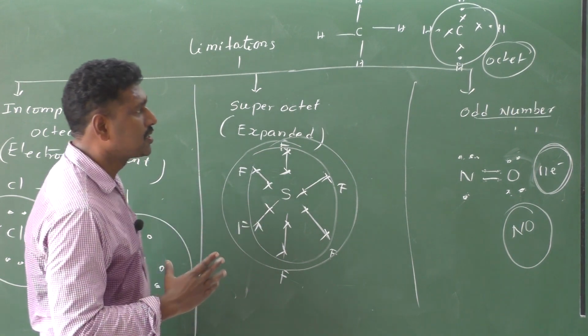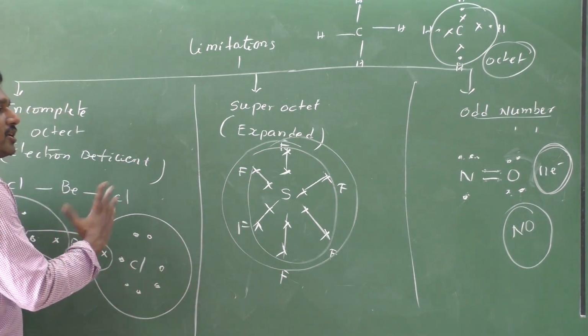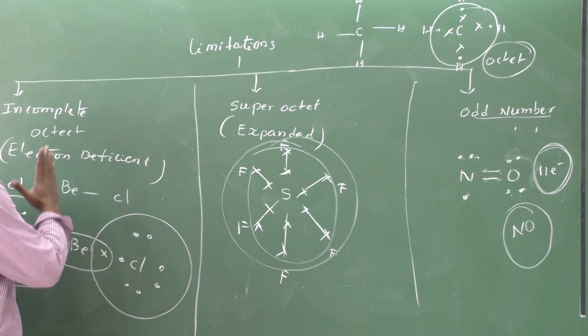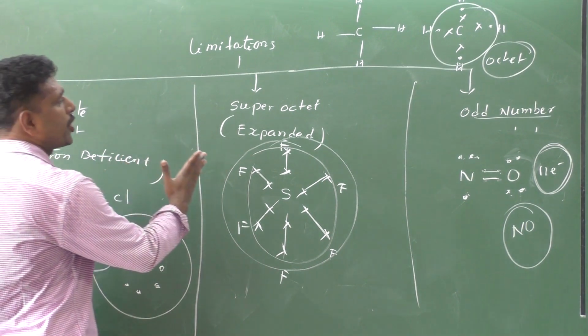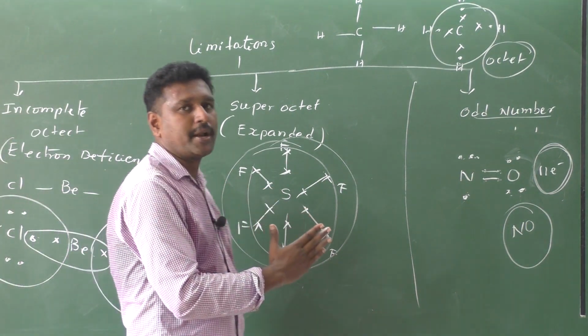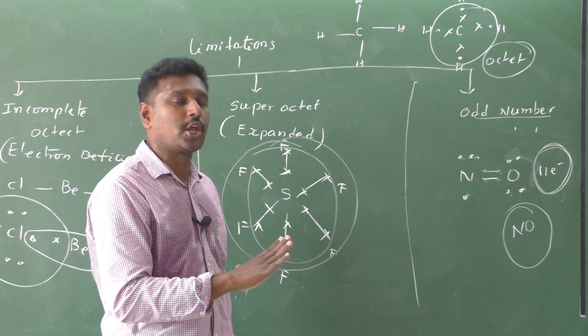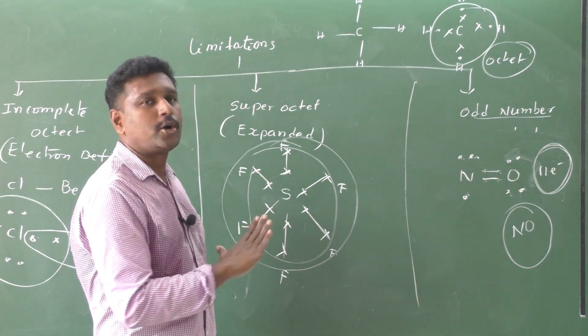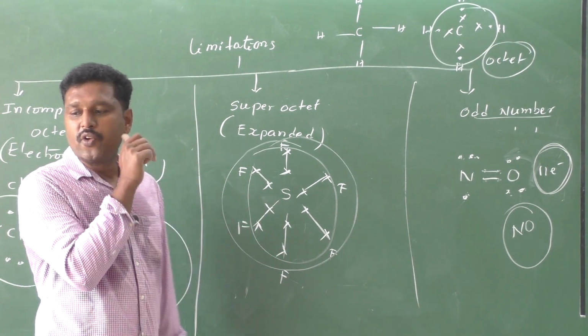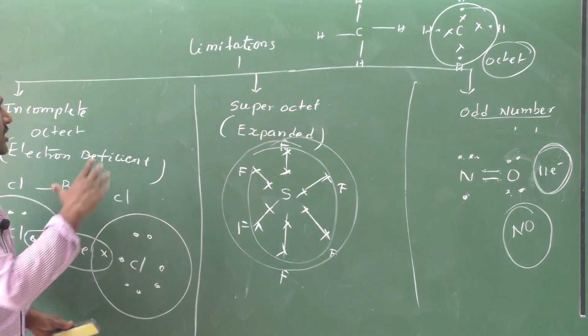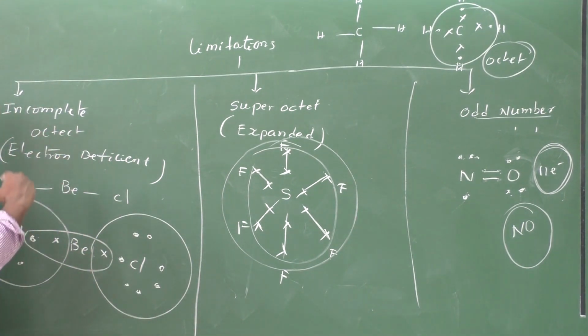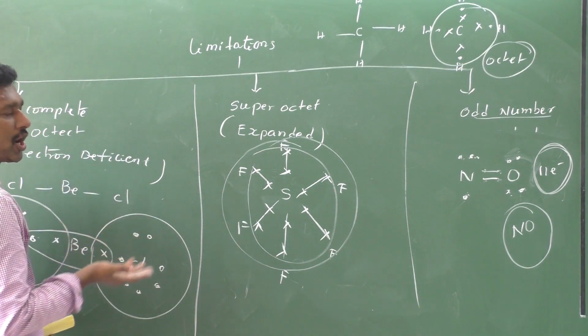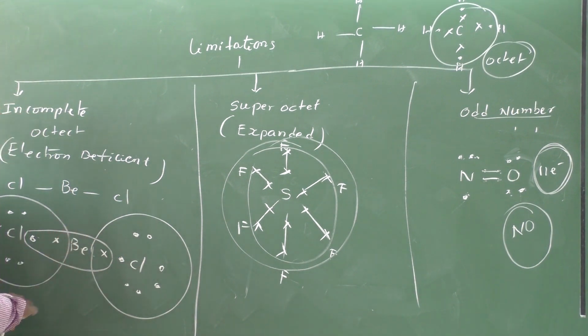of some molecules. So we discuss a few molecules: incomplete octet, super octet, and odd number of electron molecules. This is about examples. After that, we will discuss a few examples for this incomplete octet and also super octet and odd number electron molecules.